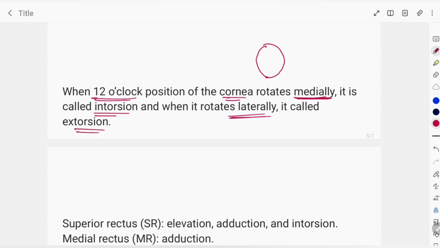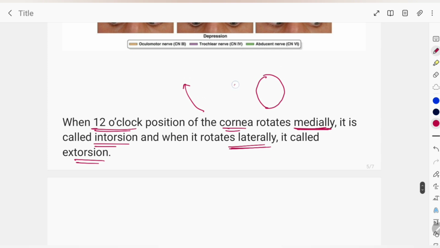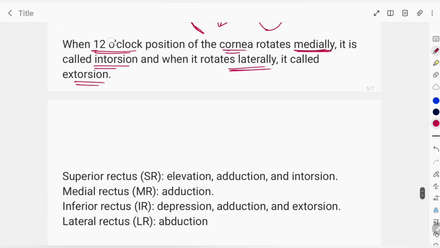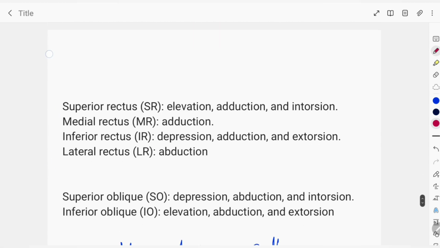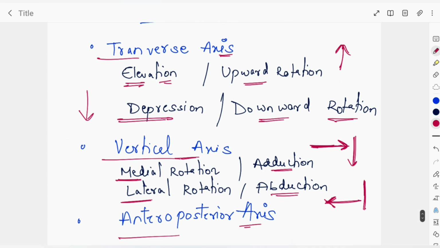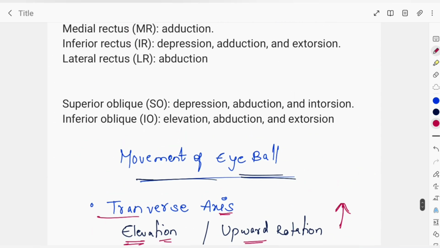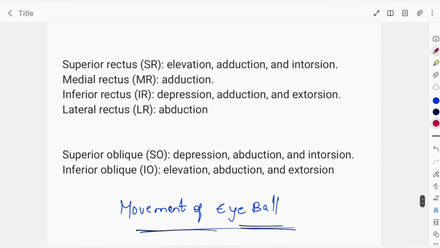So unlike the adduction and abduction, there is the movement. Suppose this is intorsion and this is extorsion. We will be seeing this in the pictorial way, so we will understand it more. Okay, so these 2 things you understand, that there are axes and then there are actions of that. Now all the muscles we are talking about.